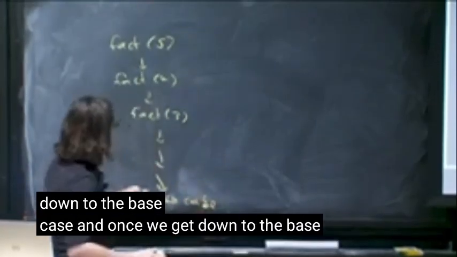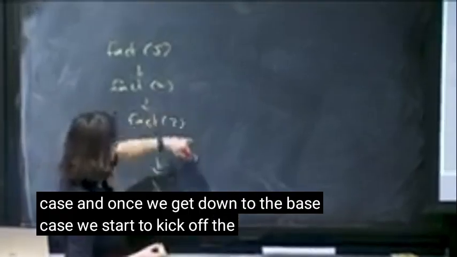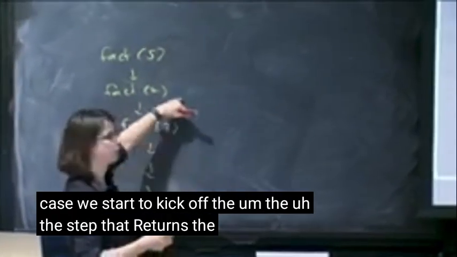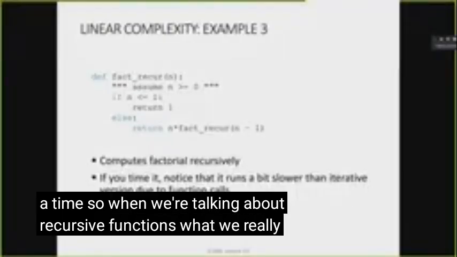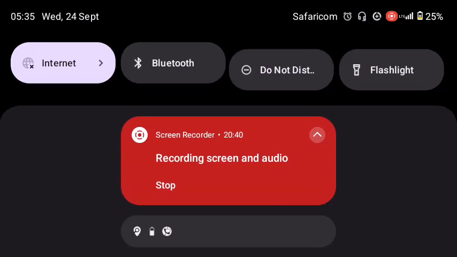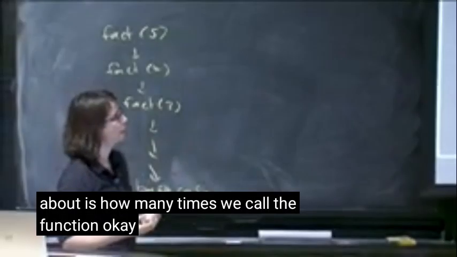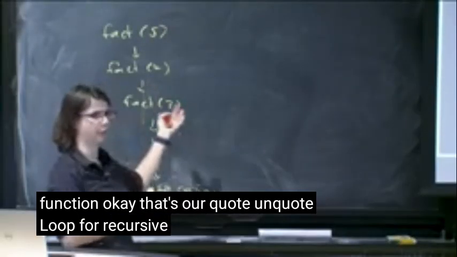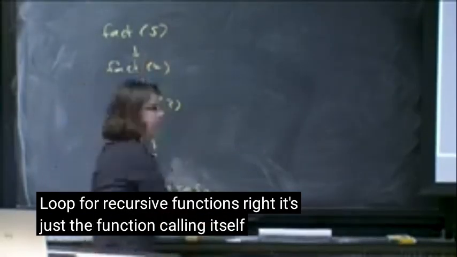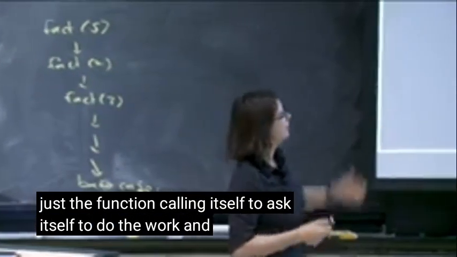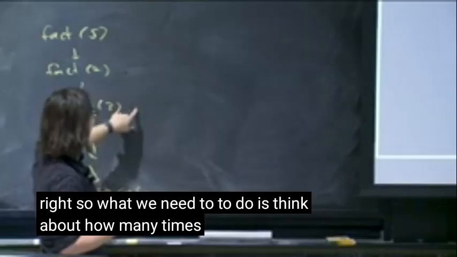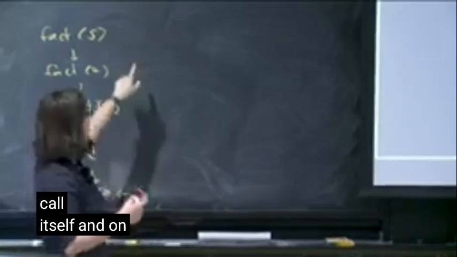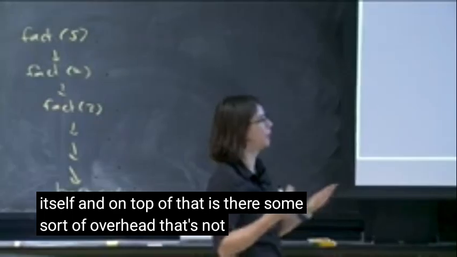And once we get down to the base case, we start to kick off the step that returns the result one at a time. So when we're talking about recursive functions, what we really care about is how many times we call the function. That's our quote-unquote loop for recursive functions. It's just the function calling itself to ask itself to do the work. And it does the work with a slightly changed parameter. So what we need to do is think about how many times this function calls itself. And on top of that, is there some sort of overhead that's not constant?